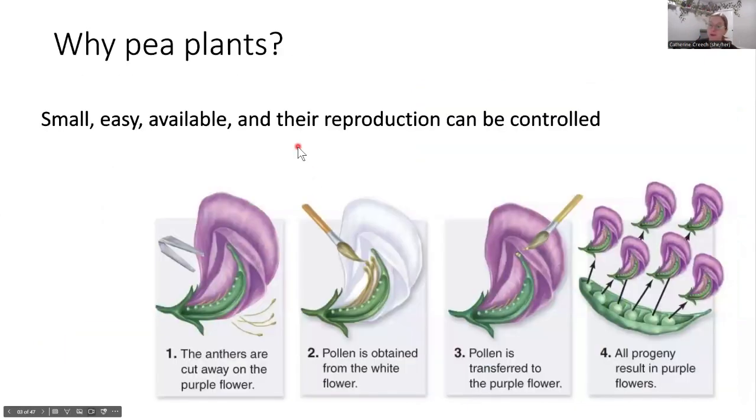What did Mendel do? He bred pea plants, and he did it because they are small, they are easy, they grow fast. In fact, if you want to start a garden, I recommend starting with pea plants. They're delicious and they're pretty easy to grow. The way that you can control their breeding is simple as well. So all you have to do to control who pollinates who is remove the anthers.